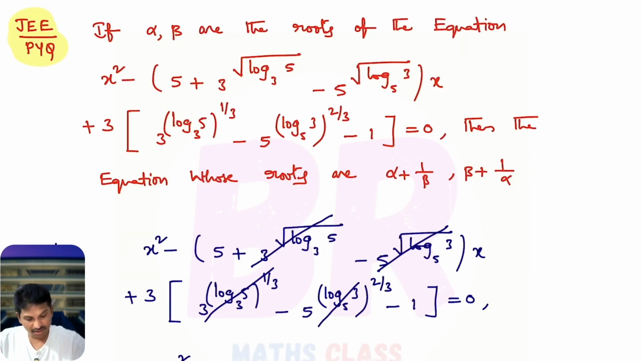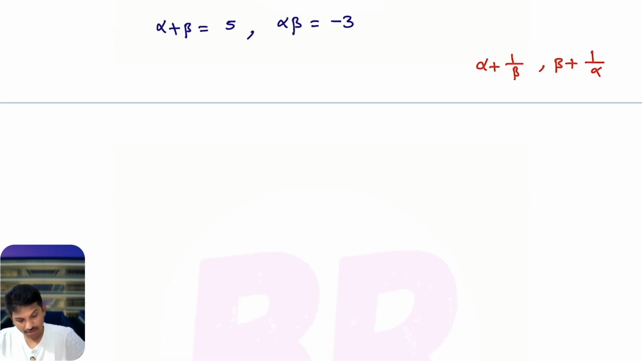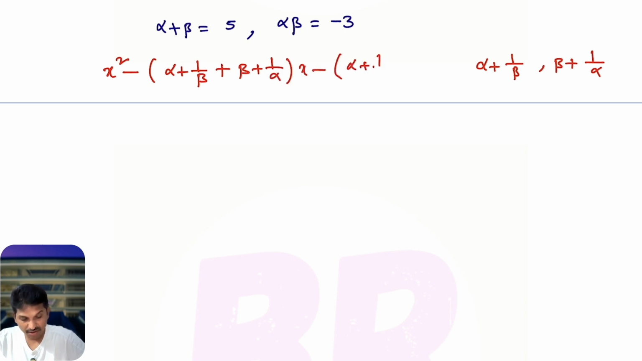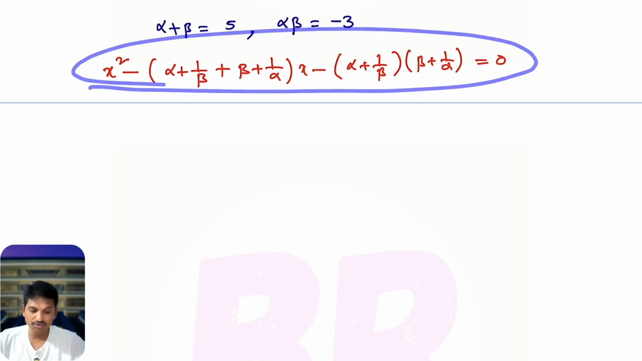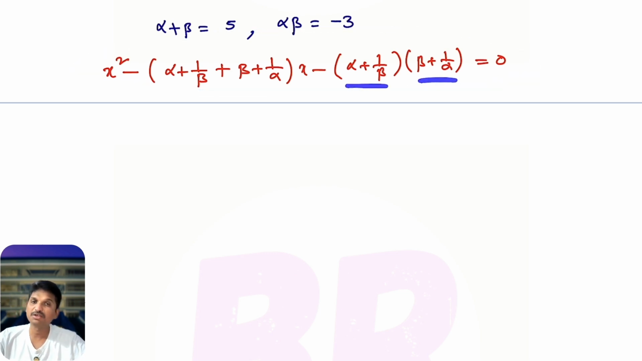What you need to find? You need to find the equation whose roots are like this. You know the quadratic equation whose roots are alpha plus 1 by beta comma beta plus 1 by alpha is this one: x square minus sum of roots x plus product of roots, alpha plus 1 by beta into beta plus 1 by alpha, equal to 0. This is the quadratic equation whose roots are alpha plus 1 by beta, beta plus 1 by alpha. You know this from quadratic expressions.